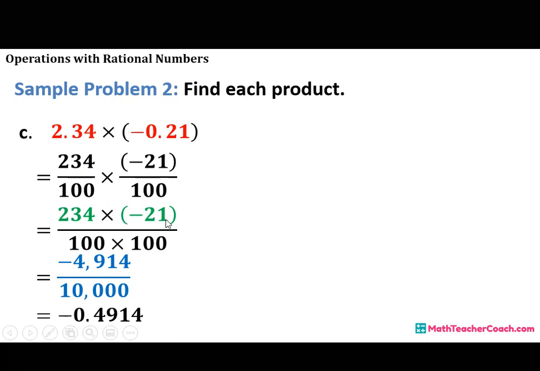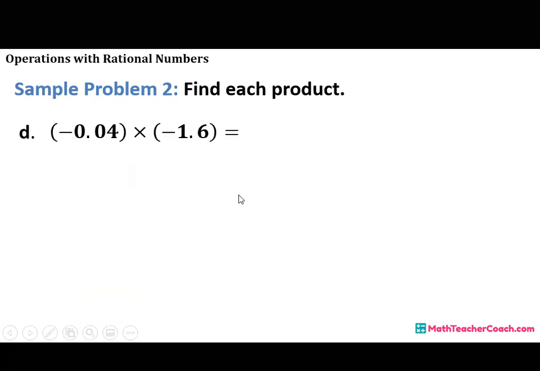We will multiply the numerators together, then it becomes negative 4,914 over 10,000, which means the decimal point should be after 1, 2, 3, 4. Then you will put it as negative 0.4914. In both ways, by the end, you have to check your answer. You will note that both answers are the same.